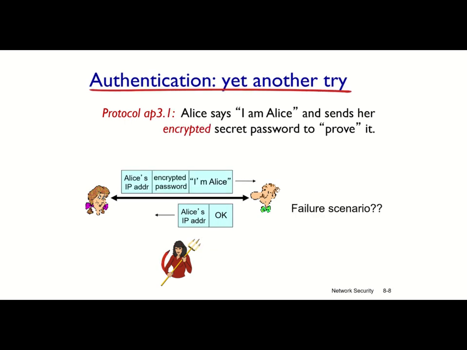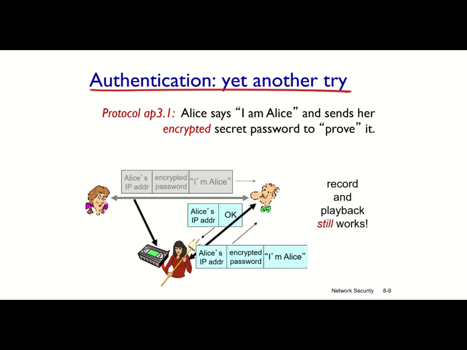As another try, you can see in this protocol, AP 3.1, Alice encrypts her password before sending it to Bob, but again, this protocol doesn't work because of the same playback attack. As you see in the playback attack, the intruder intercepts Alice's message to Bob and then plays it back later, and Bob sees the same message but doesn't know who the original sender is.